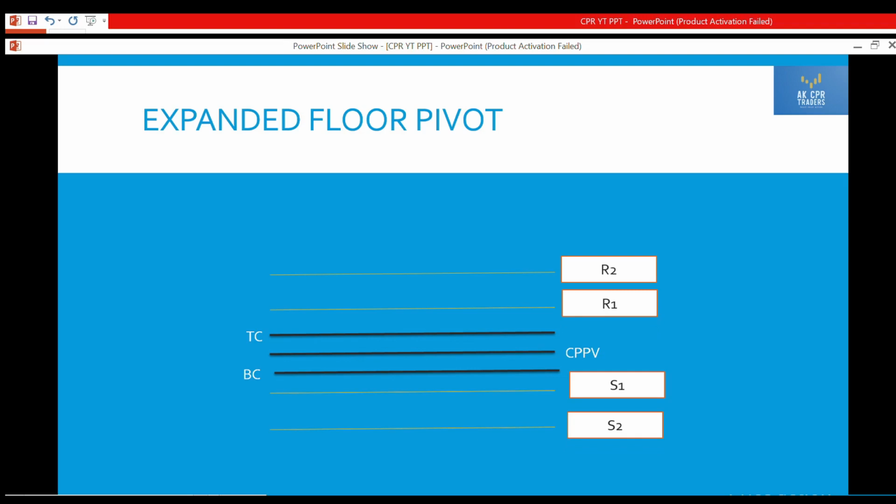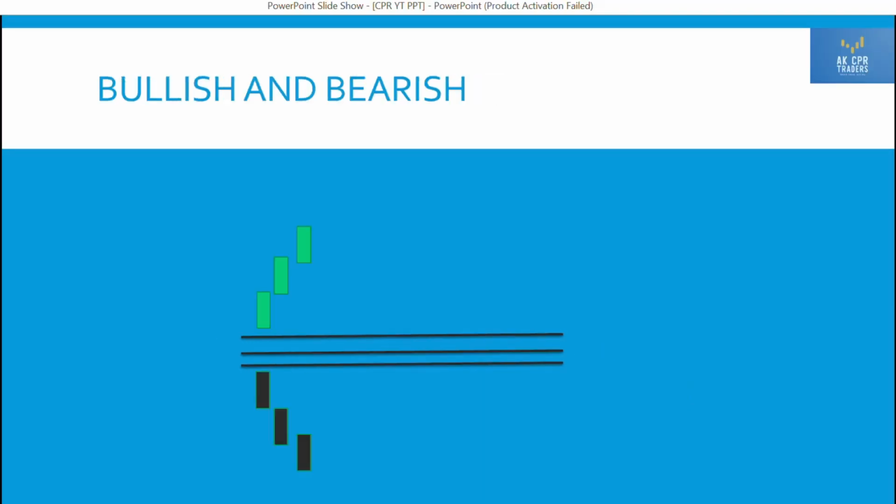You can see that in traditional pivots, candles easily break the lines and easily move in either direction, upward or downward. But in a central pivot range, it is difficult for candles to penetrate. So as a normal assumption, if candles are trading above the CPR, we call it a bullish day. If the candles are trading below the CPR, we call it a bearish day.